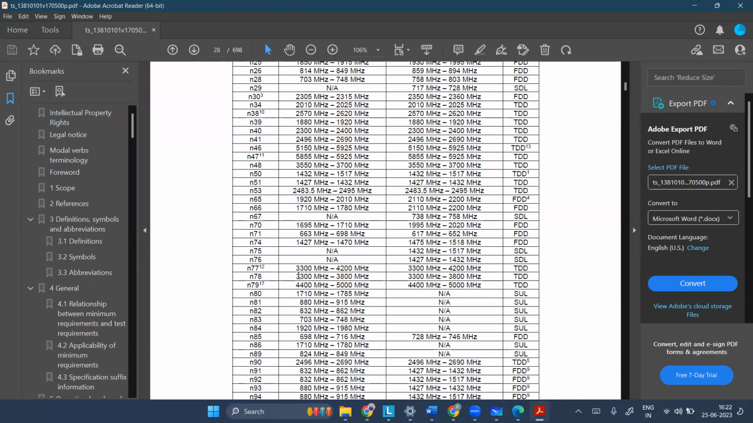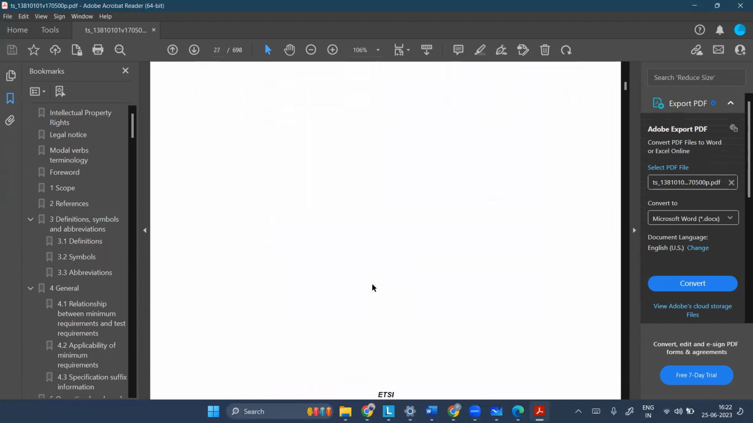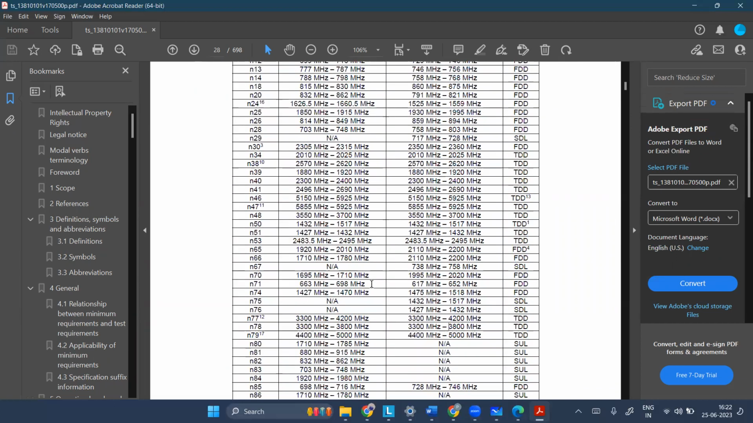N78 is 3300 to 3800 megahertz. Both involve uplink and downlink, so this is the same range. And your N79 is 4400 to 5000 megahertz. The difference, if you calculate, is going to be somewhere around 600 megahertz. Yes, and this limits its uplink and downlink bandwidth.